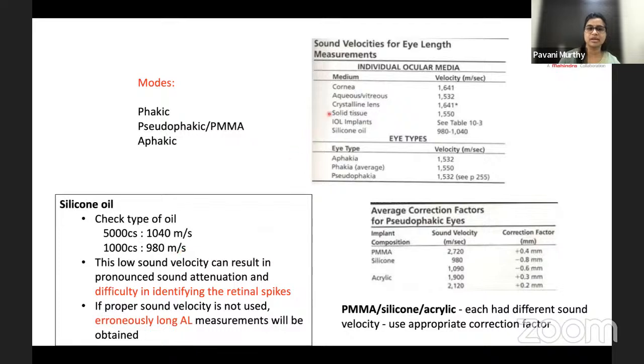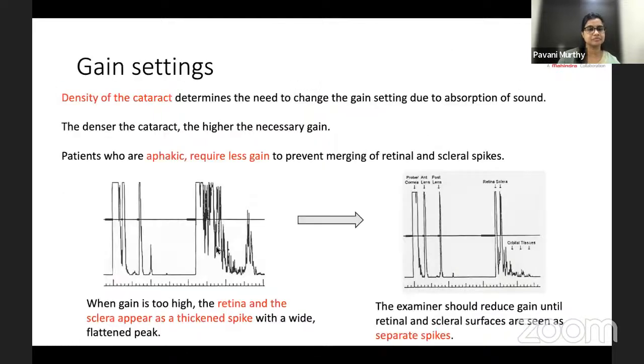It is much lower than the other values of ocular structures. There might be difficulty in getting a good retinal spike, and sometimes if you use another velocity, you might erroneously get long axial measurements if you do not use the correct sound velocity adjusted measurements.